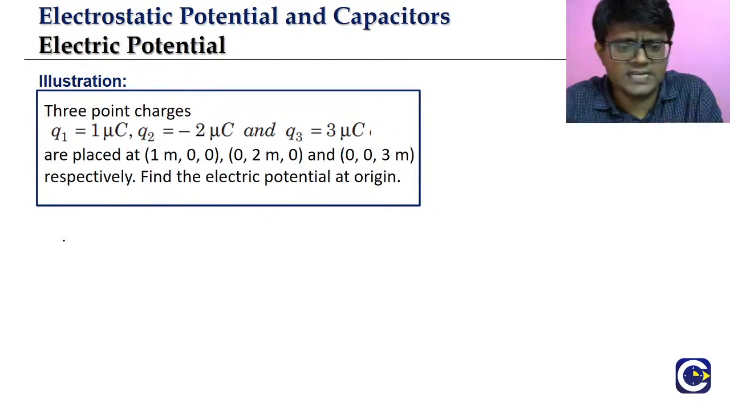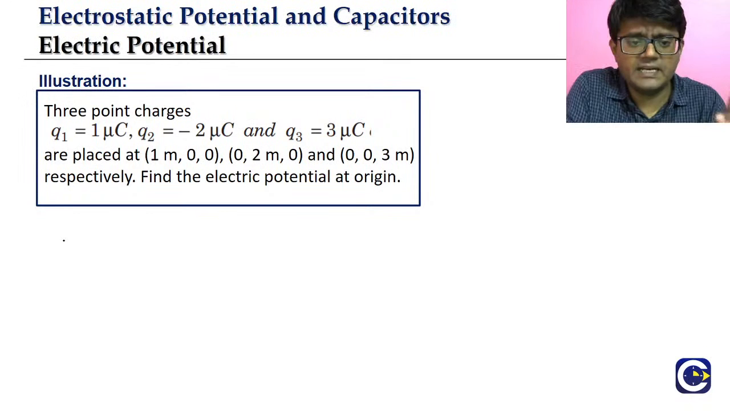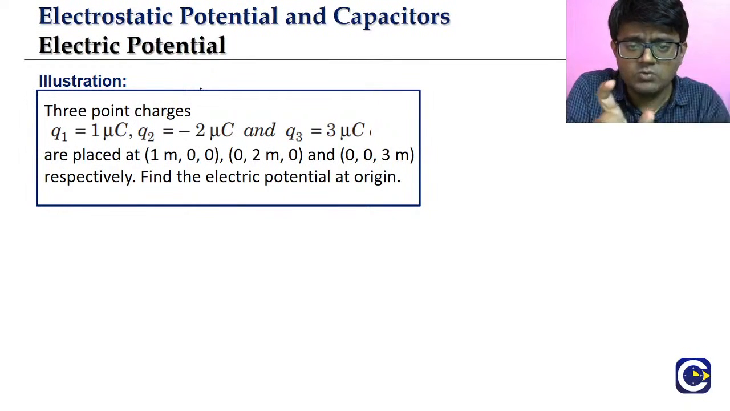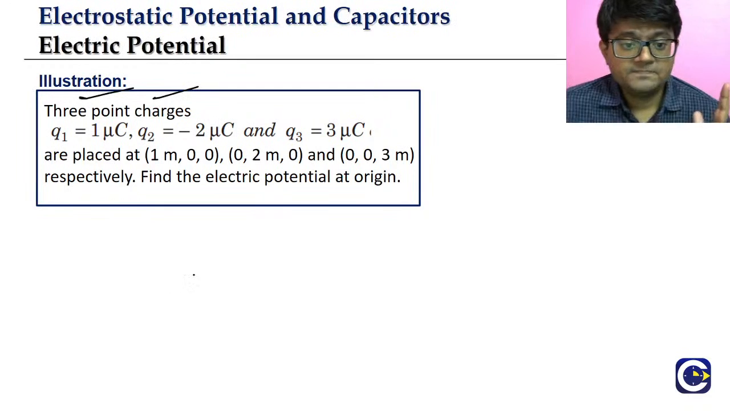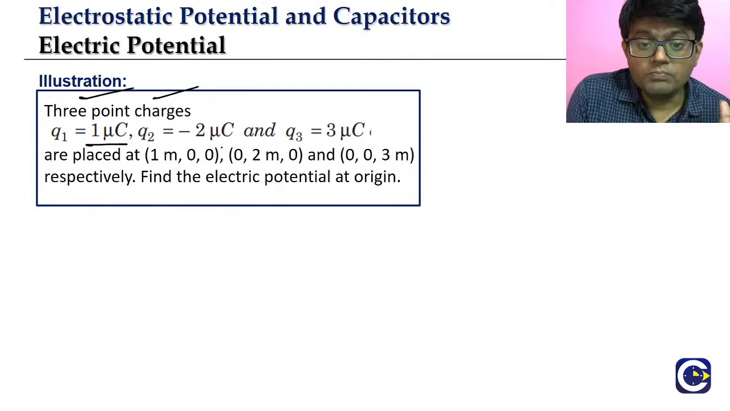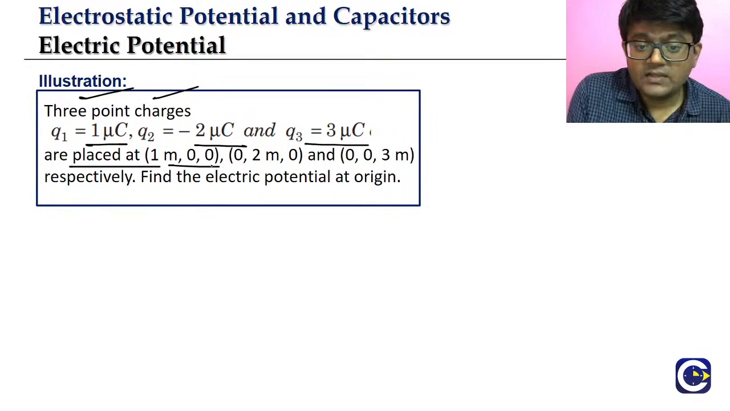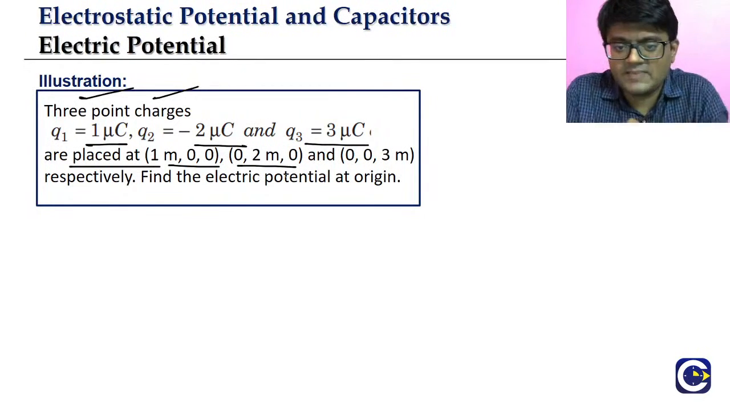They will give us some charge arrangement. Now look, they have given specific values. In the problem we solved before, we had only parameters like q and minus 2q. Here they have given specific values. Look, 3 point charges: 1 microcoulomb, minus 2 microcoulomb and 3 microcoulombs are placed at 1, 0, 0. 1, 0, 0 means it is placed on the x axis.